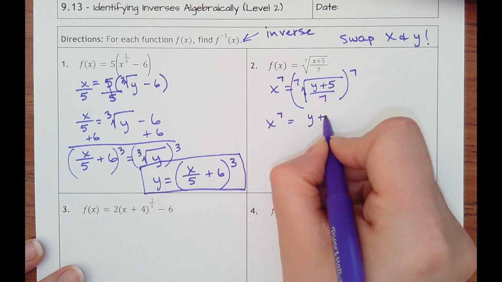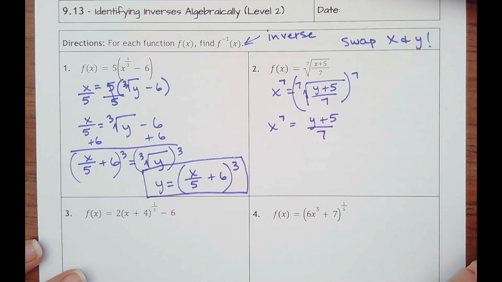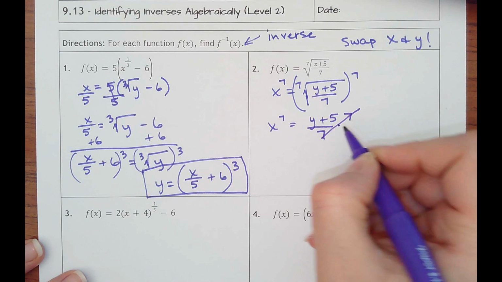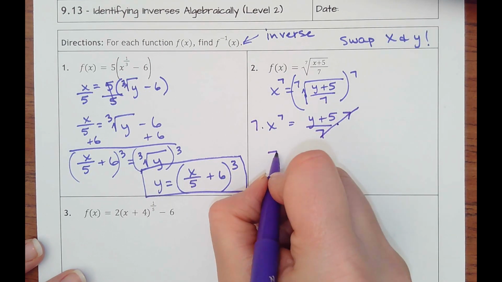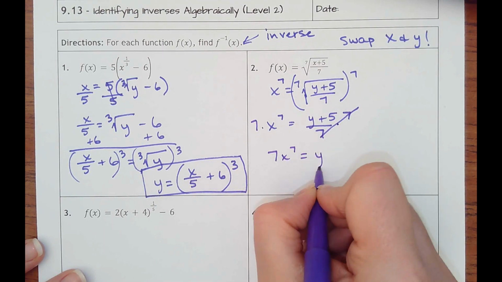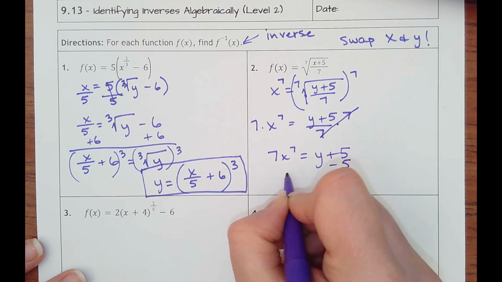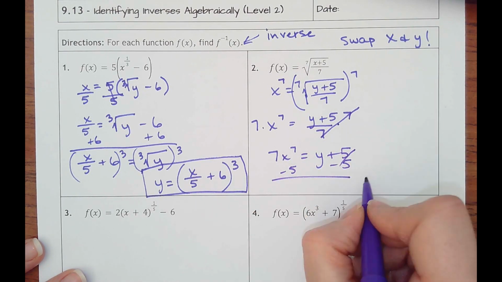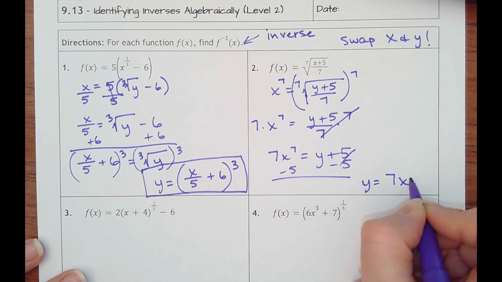So I'd have y plus 5 divided by 7. Then I'd want to multiply by the denominator. So I get 7x to the 7th equals y plus 5. And then all I'd have to do is subtract 5. So y equals 7x to the 7th minus 5.